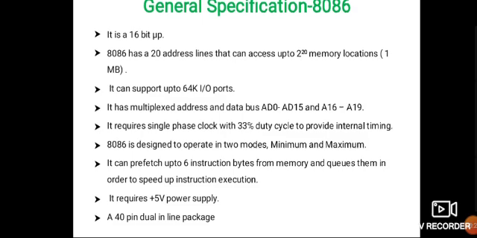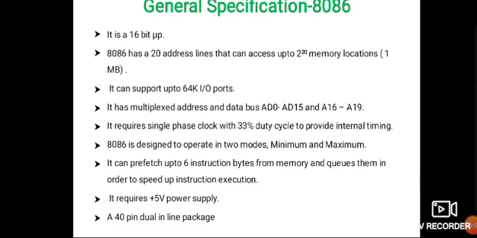Any processor that has n address lines can address up to 2 power n memory locations. It can support up to 64K IO ports. It has a multiplexed address and data bus, which is specified as AD0 to AD15, and separate address lines A16 to A19. It requires a single-phase clock with 33% duty cycle to provide internal timing.